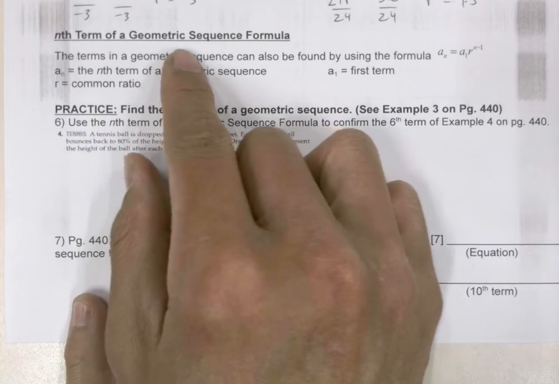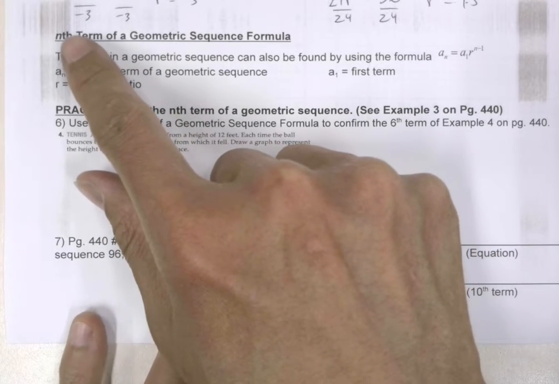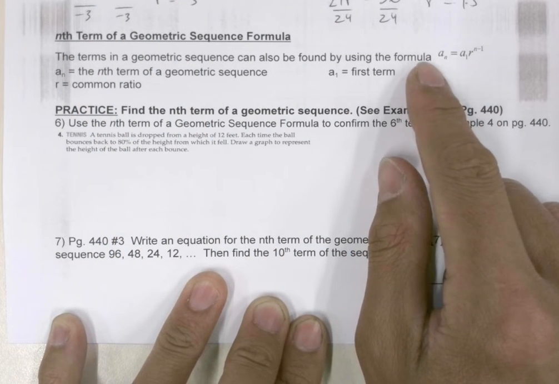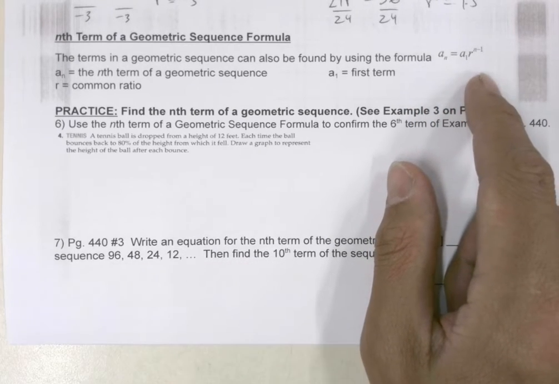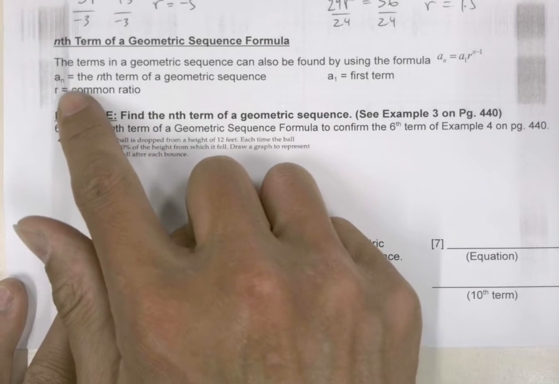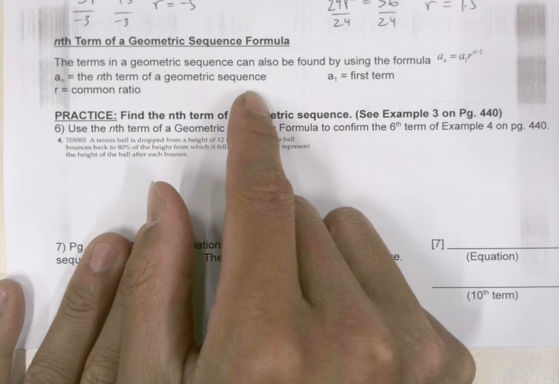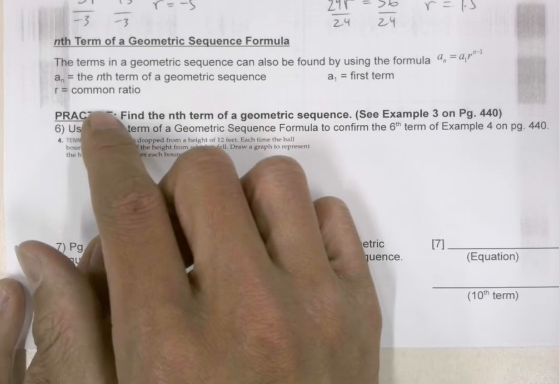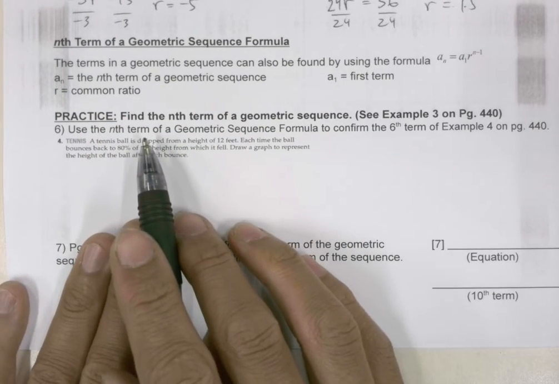nth term of a geometric sequence formula. The nth term of a geometric sequence can be found using this formula: a sub n is equal to a sub 1 times r to the power of n minus 1, where a sub n is the nth term in a geometric sequence, a sub 1 is the first term, and r is the common ratio. So let's look at this practice problem.